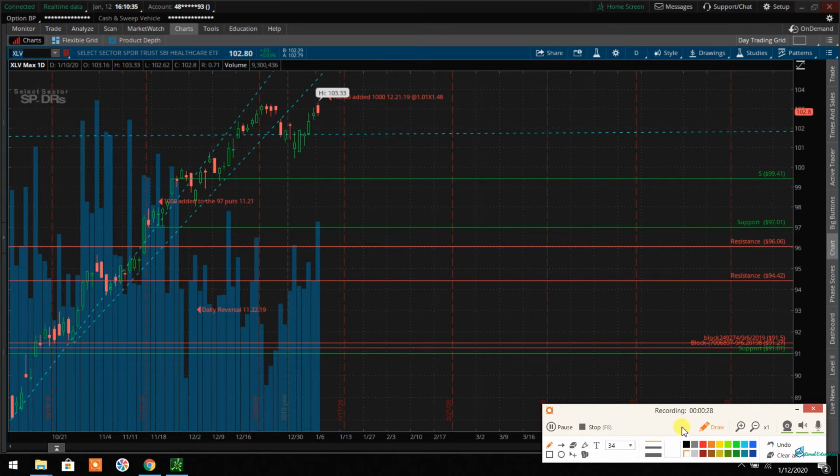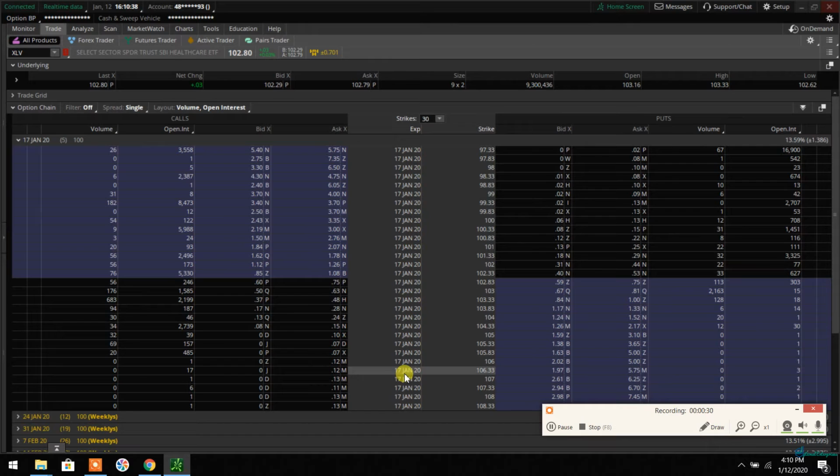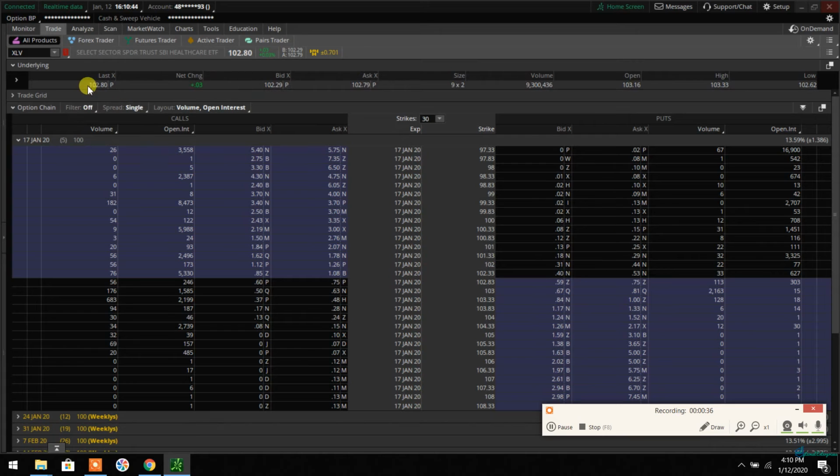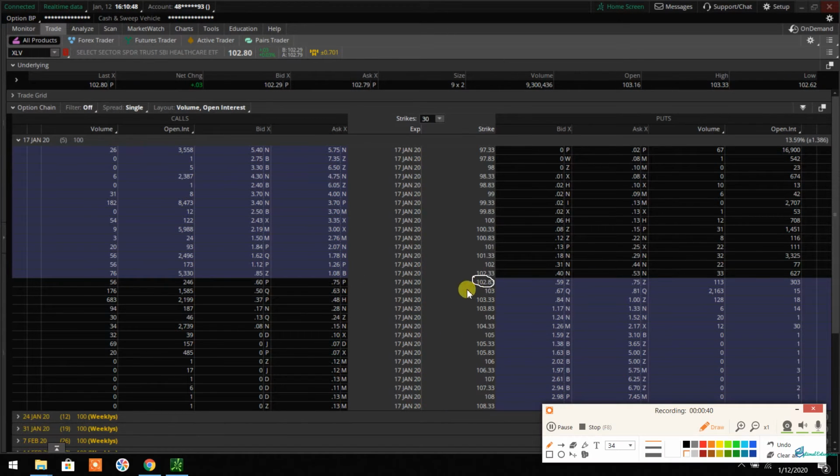So let's jump over to the open interest. Now what we want to see is this 102.83 level hold as resistance. We want to stay below. Right now we're below. 102.80 is where we're currently at. But we want to stay below that level. If we can stay below that level, then I'd be looking for some shorts.